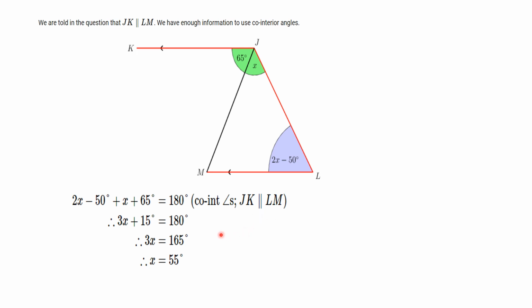Then from there we have to collect the like terms. 2x plus x will give us 3x. Negative 50 plus 65 will give us 15. Then because we want to solve the value of x, we have to transpose 15 to the right, so it will reduce 180 to 165. Then because we want x, not 3x, we are going to divide on both sides by 3. So finally the x value will be equal to 55 degrees.